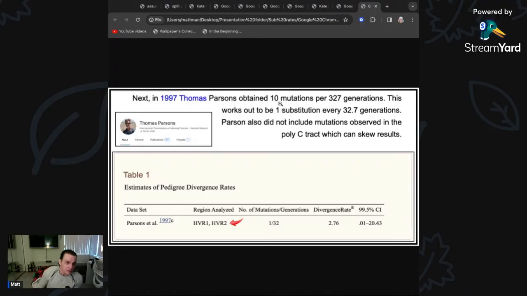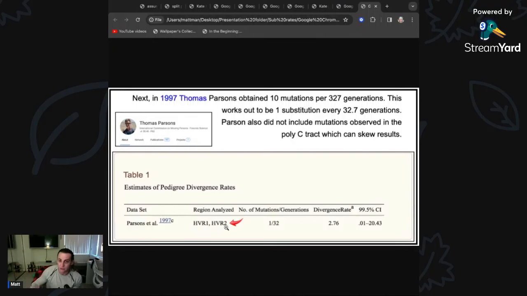He noticed that there were 10 mutations per 327 generations. Again, these are substitutions, which works out to be 1 every 32.7, which was the math that was done on the last one. He also made sure to not include the poly-C tract, which can skew results. And you'll notice right here, he calculated both of the regions.